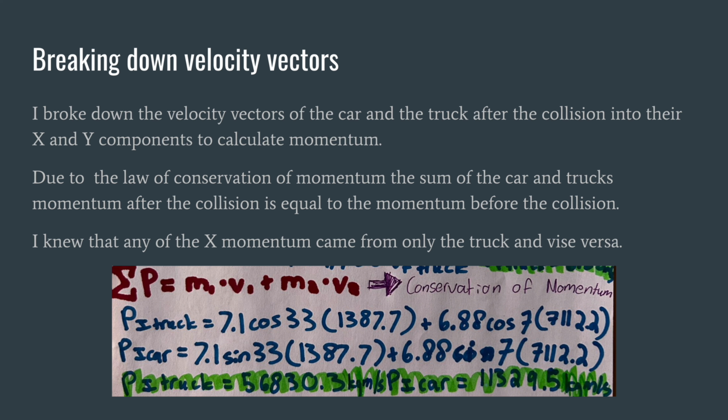Since both the car and the truck were traveling along an axis, I know that all the momentum in the x direction is equal to the momentum of the truck, and all the momentum in the y direction is equal to the momentum of the car. So to figure out the initial velocity of the car and truck, I must first figure out how much momentum the car and truck had before the collision.